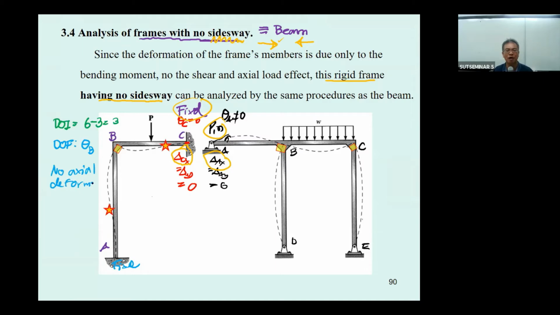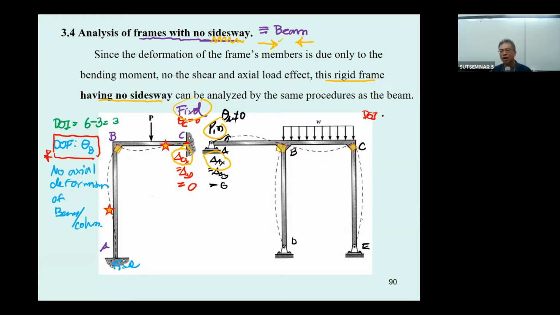when there is no axial deformation of beam and column. And you can see that based upon this frame having fixed supports, the displacement method of analysis is going to be very powerful for this one.